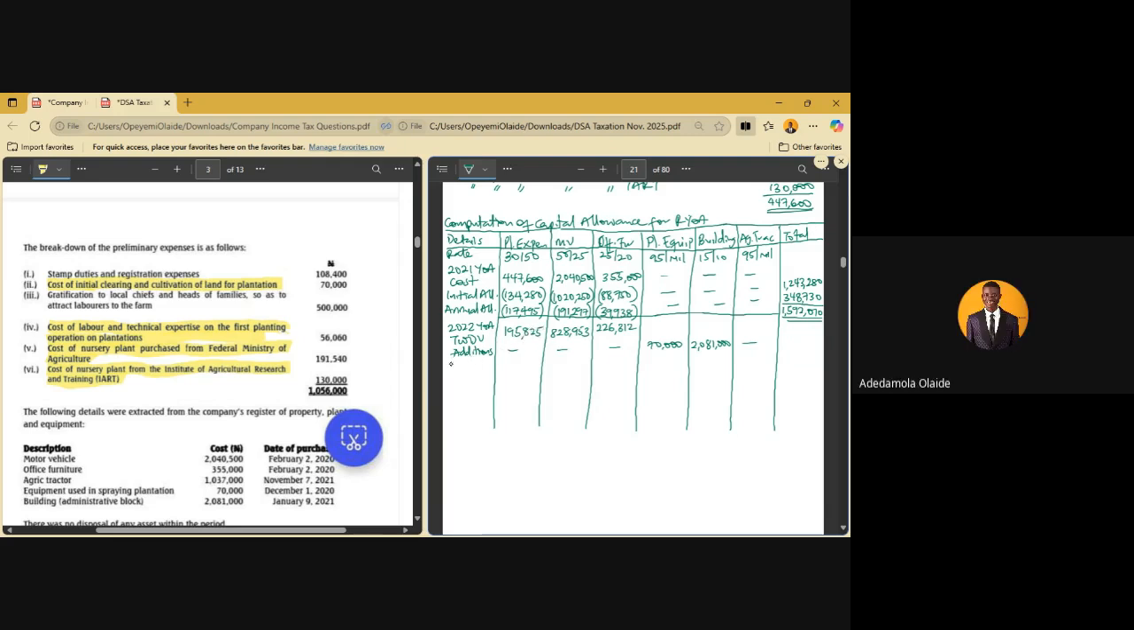So then, having done that, we'll calculate initial allowance for the new asset. Initial allowance will be 95% of the 70,000. That is 66,500. And the other one, 15% of 2,081,000, that's 312,150.